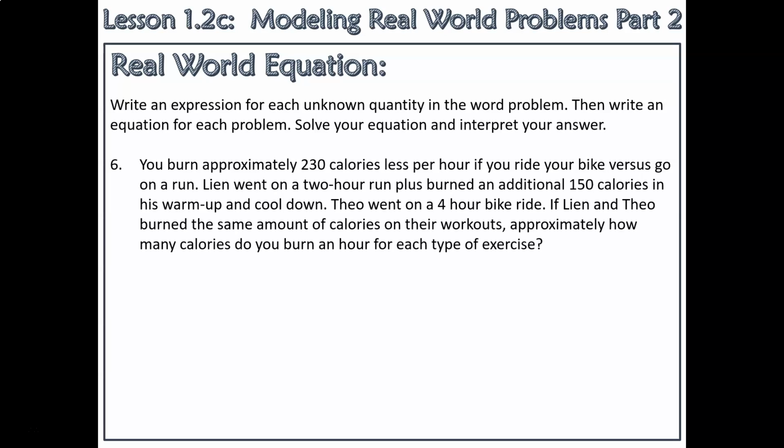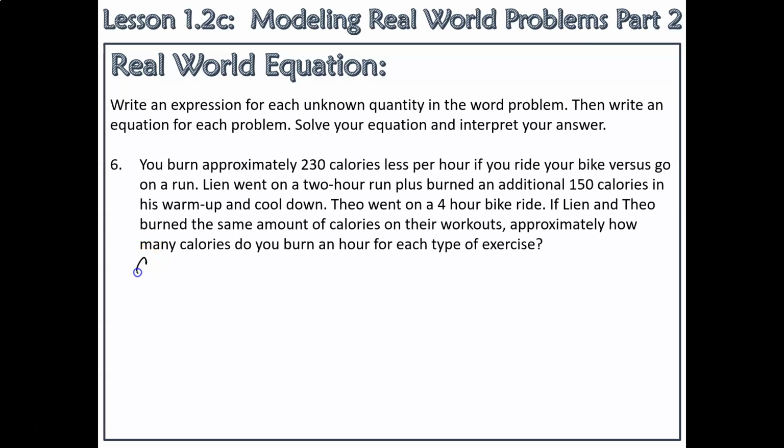So you burn approximately 230 calories less per hour if you ride your bike versus go on a run. Lien went on a 2-hour run, plus burned an additional 150 calories in his warm-up and his cool-down. Theo went on a 4-hour bike ride. If Lien and Theo burned the same amount of calories on their workouts, approximately how many calories do you burn an hour for each type of exercise?